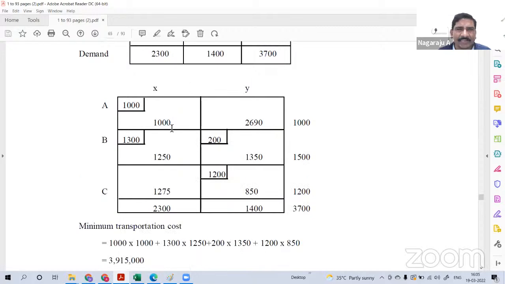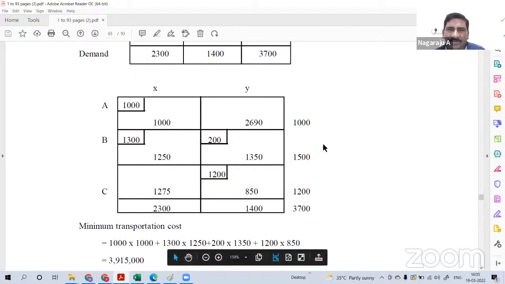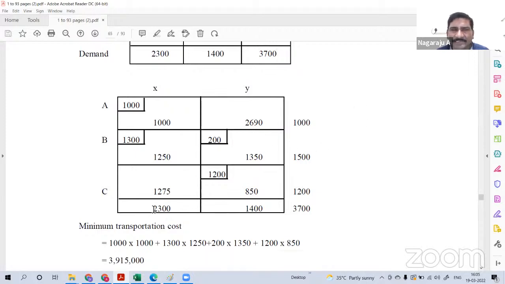Next, we will apply supply and demand by the northwest corner rule, and we can get a solution. Simply, we take the minimum of demand and supply. Supply is the minimum, so the supply will be allotted, and the remaining is 1,300. That 1,300 comes down and I will allot it. So altogether it is 2,300. The addition is 2,300, X is completed.